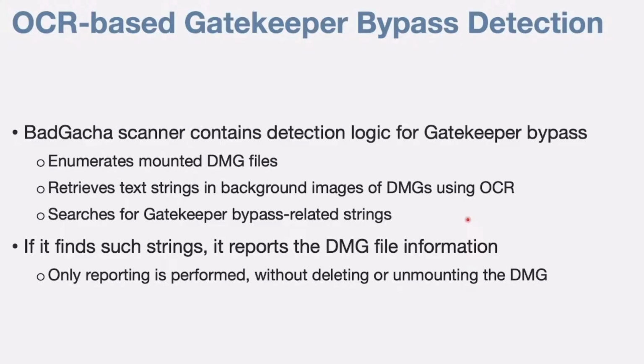The Bad Gadget scanner enumerates mounted disks. Then it gets their background images and retrieves their text messages using OCR. After that, it searches for Gatekeeper bypass related strings, such as right-click, option-click, click open. If it finds such strings, it reports them to Apple.